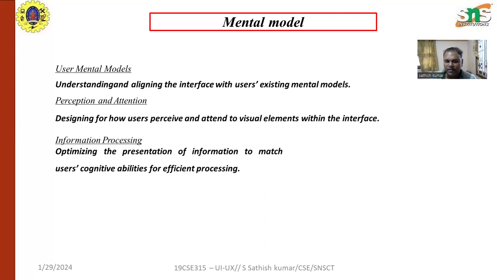So here we understand user mental models: understanding and aligning the interface with the user's existing models, perceptions, and attention, designing for how users perceive and attend to visual elements within the interface. The third one is information processing: optimizing the presentation of information to match users' cognitive abilities for efficient processing.